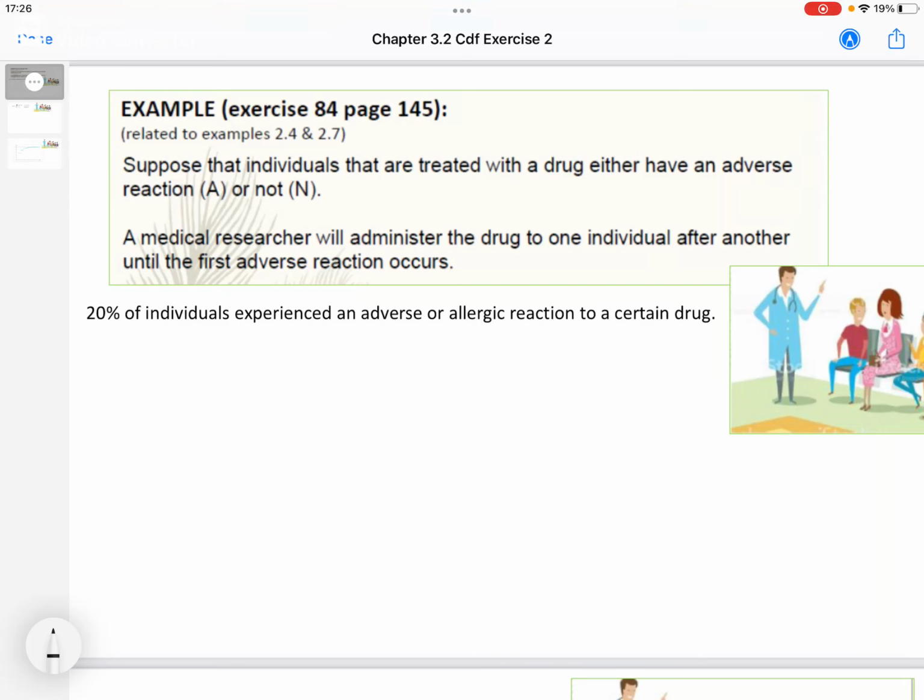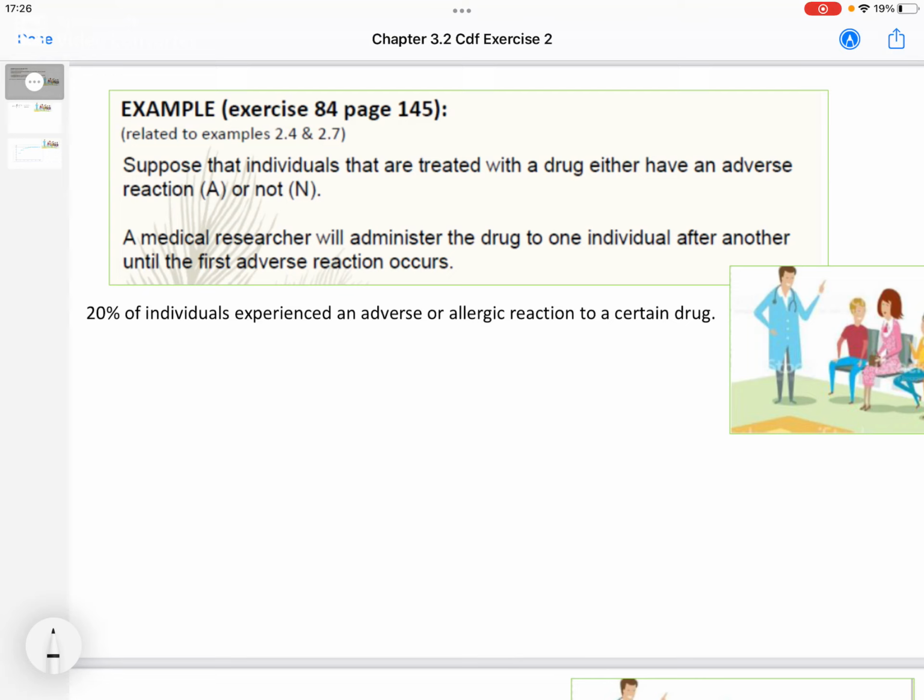In this example, we will be deriving a CDF function of a random variable when given a specific PMF function, all right? So this example is based on exercise 84 on page 145, or else it's related to examples 2.4 and 2.7, which you did in chapter 2.